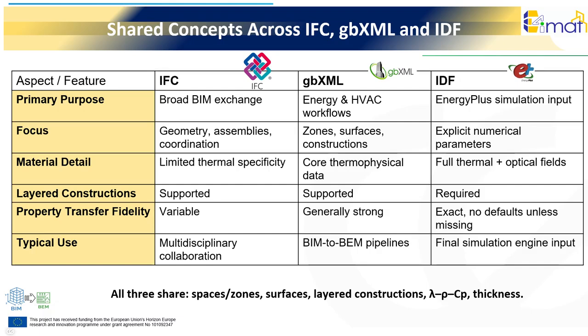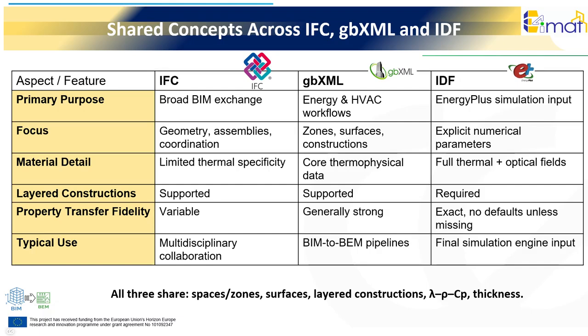This slide presents a comparative view of IFC, GBXML, and IDF to clarify how each format contributes to the BIM/BEM workflow. The aim here is to understand their differences in structure, purpose and level of detail, rather than revisiting definitions already discussed. Looking at the table, IFC functions as a multipurpose exchange format, compatible with a wide range of disciplines. Because its structure must remain flexible, the amount of energy-relevant material information it carries is variable and often depends on how the BIM model was authored and exported.